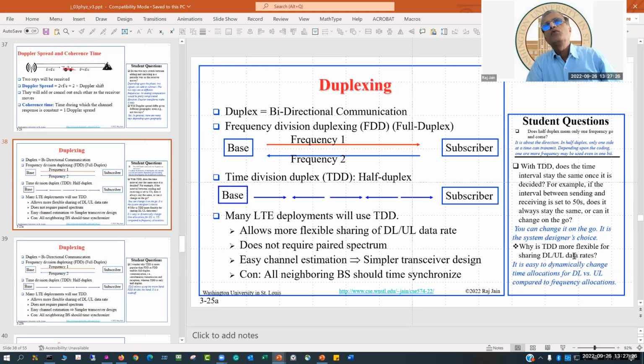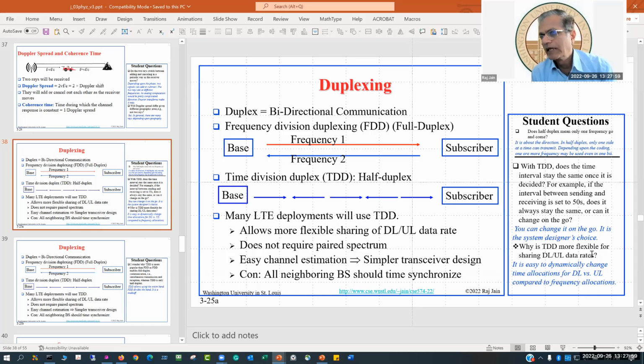Why is TDD more flexible for sharing downlink to uplink data rate? The reason is it is easy to dynamically change the time allocation for DL versus UL compared to frequency allocation. If I give 90% of the frequency for downlink and 10% for the uplink, then the 90 to 10 ratio is fixed. If I want to change that, I will have to probably change the antenna, which is very difficult.